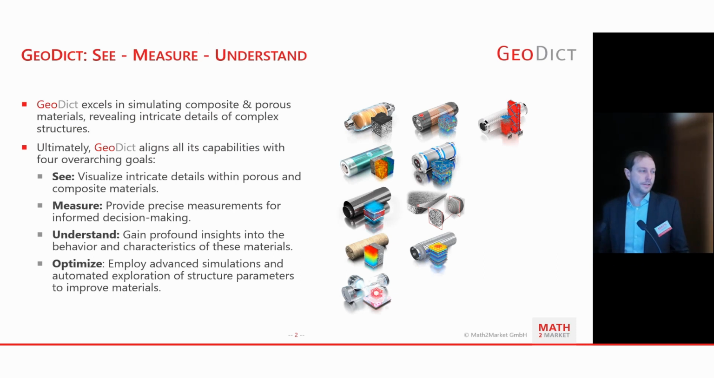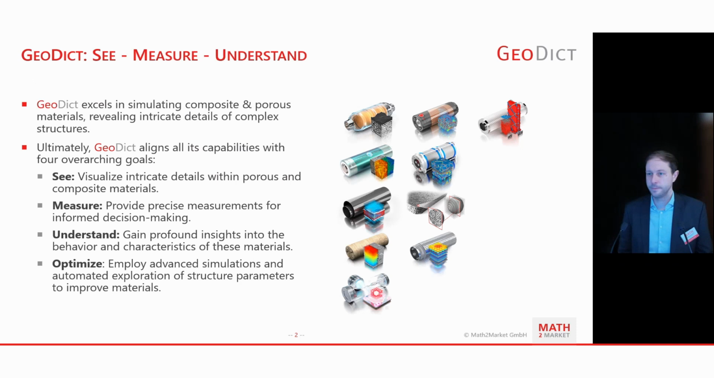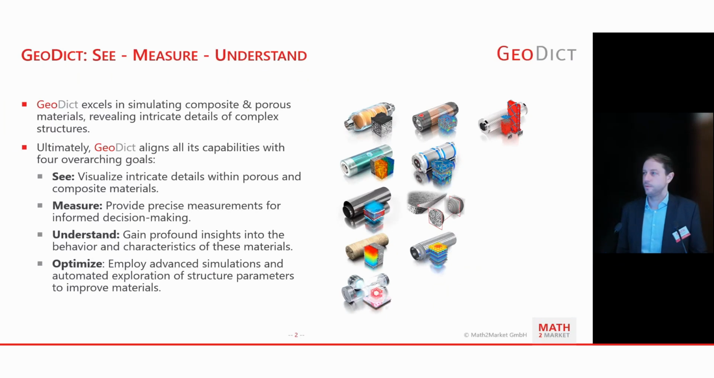As you may know, GeoDict can be used to simulate composite and porous materials, using different kinds of modules for that, simulating different kinds of properties or measuring different kinds of structure characteristics. And ultimately, we aim to align to 4 overarching goals using GeoDict, which is see, measure, understand, and optimize.